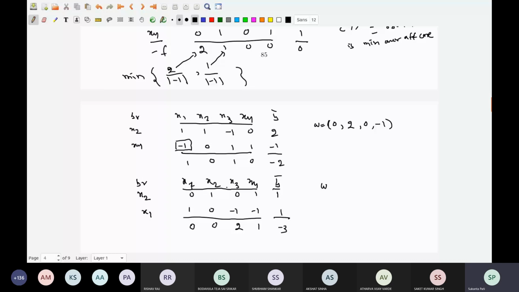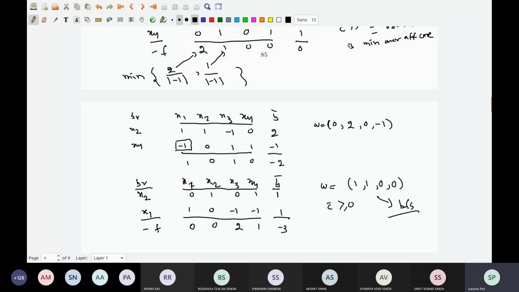Next W is what? Now next W is x1 equal to 1. I am reading from the B bar column: x1 equal to 1, x2 equal to 1, x3 non-basic, x4 non-basic. I am at this W. And what happens? Now here also C bar is greater than or equal to 0. But then this is a BFS. I am at a vertex only, and then I stop.